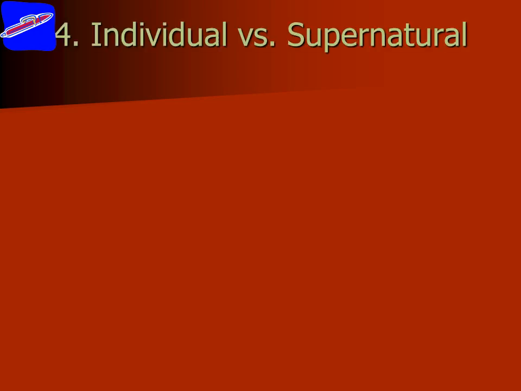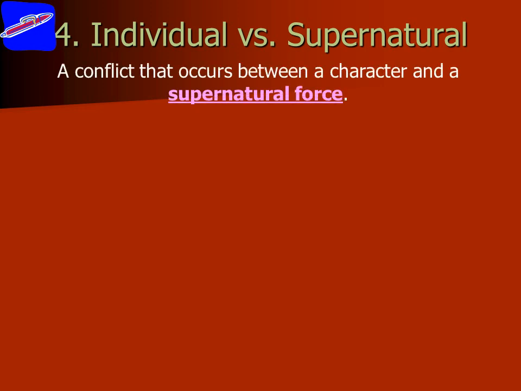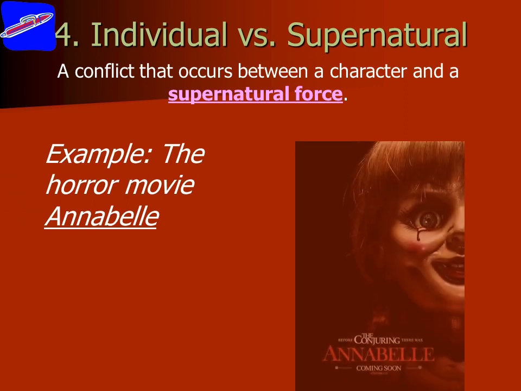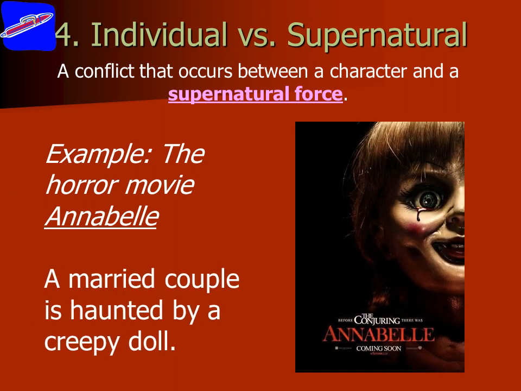Our fourth type of external conflict is individual versus the supernatural. This type of conflict is defined as a conflict that occurs between a character and a supernatural force, such as werewolves, vampires, and other types of things that don't exist in the natural world. An example might be from the horror movie Annabelle, in which a creepy doll terrorizes a married couple.